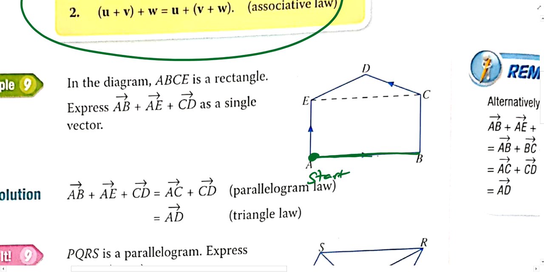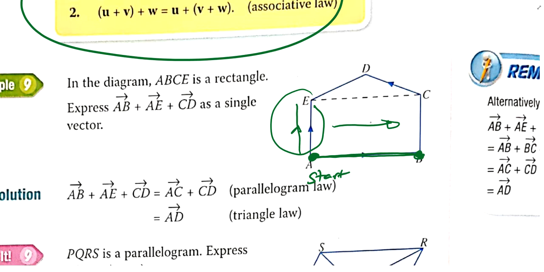Okay, start A to B. Then where do I go from B? I'm supposed to add AE. AE is over here. How? Can I just move this vector over to this side? I can. It's the same vector. How do you know they are the same vector? It's a rectangle. Do they have the same magnitude, the two sides? Yeah. Same magnitude, right? Do they have the same direction? Yeah. Then it's the same vector already.